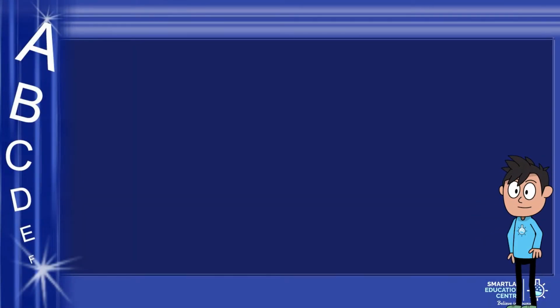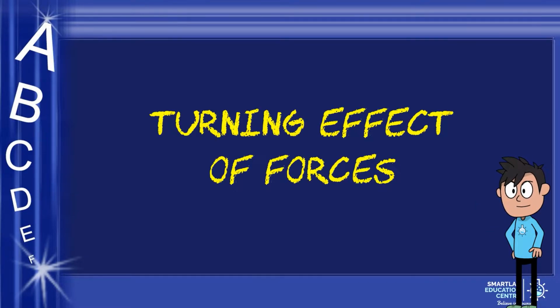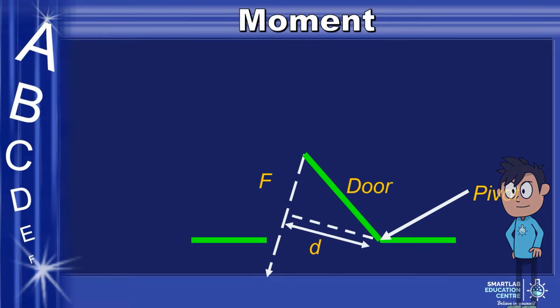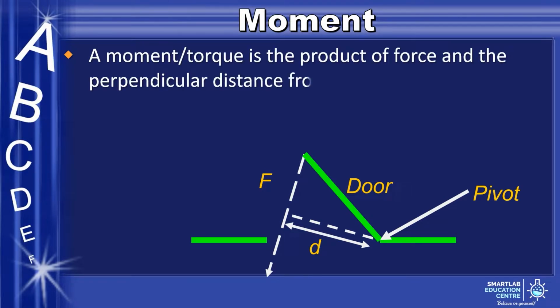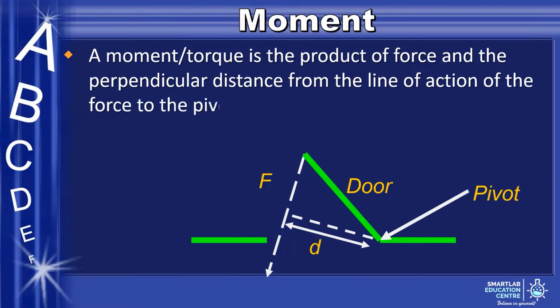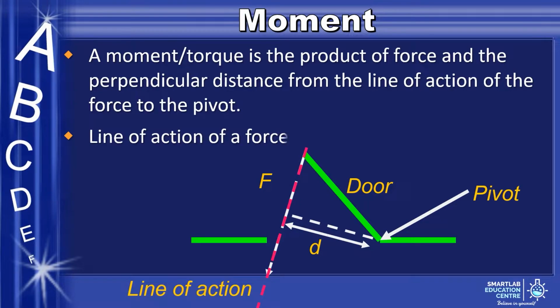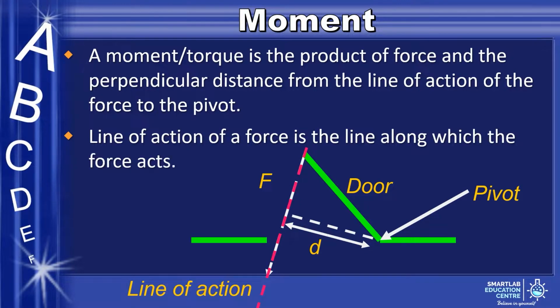Welcome back everyone. Today we learn about the turning effect of forces. When opening a door, it rotates about its pivot. This is caused by moments. A moment or torque is the product of force and the perpendicular distance from the line of action of the force to the pivot. The line of action of a force refers to the line along which the force acts.